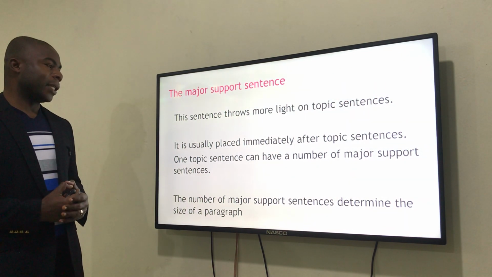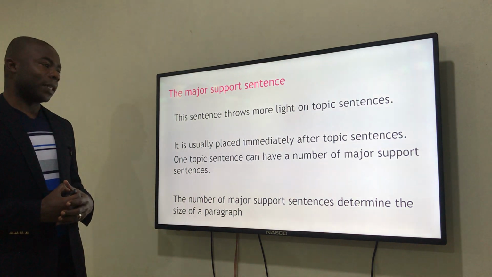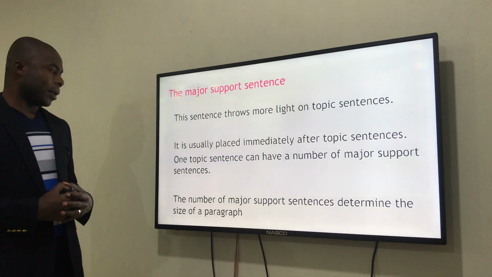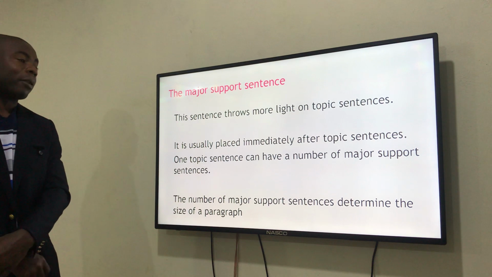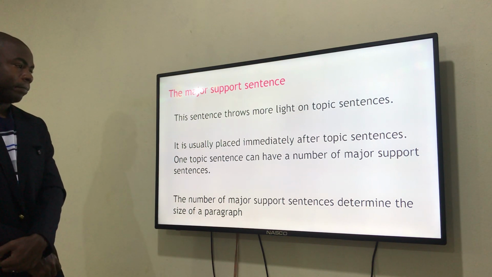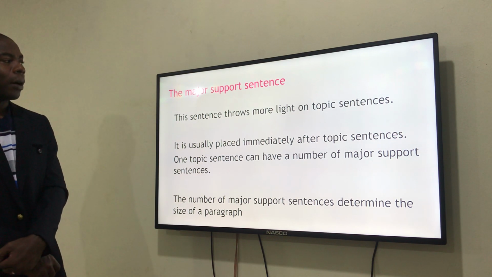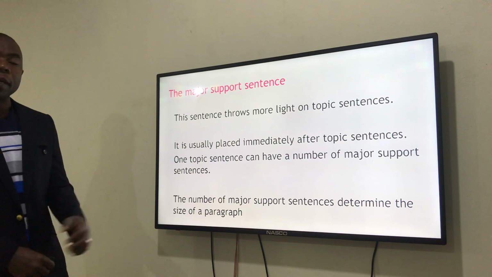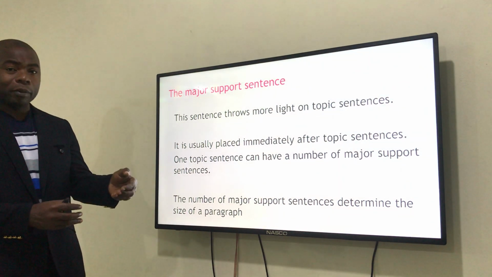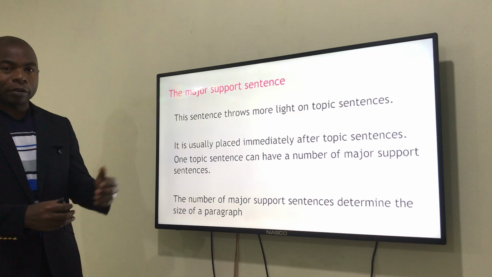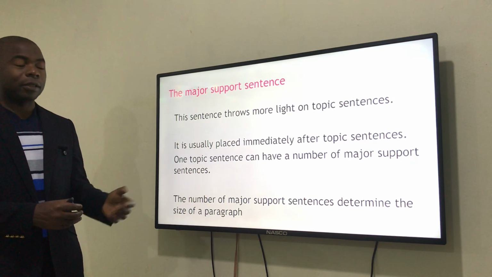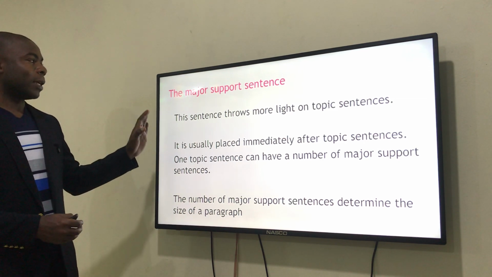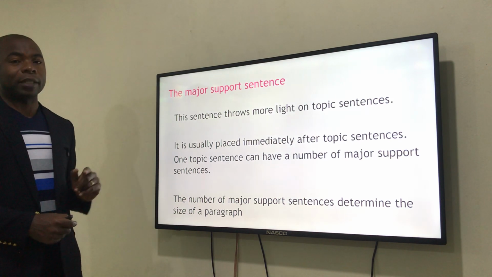It is usually placed immediately after topic sentences. One topic sentence can have a number of major support sentences. Remember, we talked about a topic sentence having examples, having details, or being explained. Yes, that is what the major support sentence does.